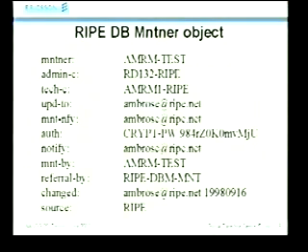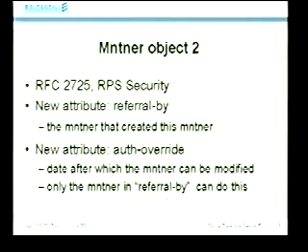Also, you have this RPS security. RFC 2725 brings in this new attribute referral by the maintainer that created this maintainer, what some people call the mother of all maintainers, or the root top-level object. It has a new attribute called auth override. I haven't seen this implemented anywhere yet. It's the date after which a maintainer can be modified. But only the maintainer in referral by can do this.